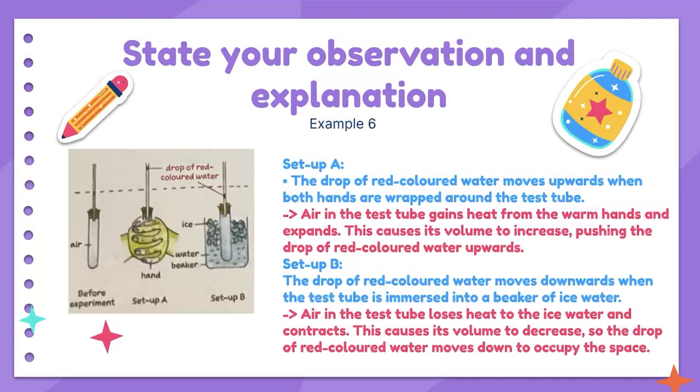The drop of red-colored water moves downwards when the test tube is immersed into a beaker of ice water. Air in the test tube loses heat to the ice water and it contracts. This causes its volume to decrease, so the drop of red-colored water moves down to occupy the space.